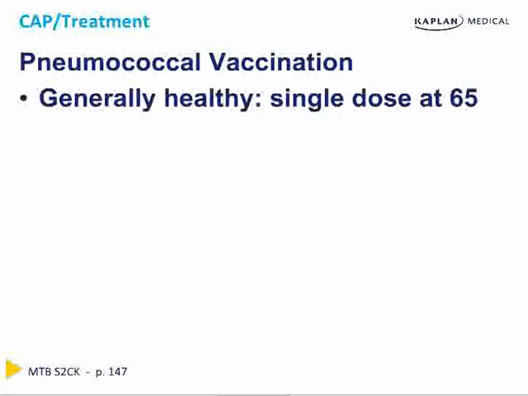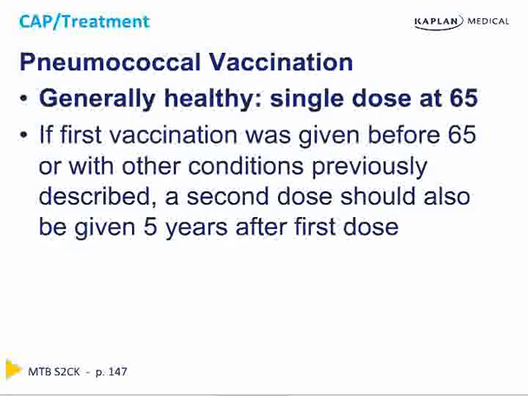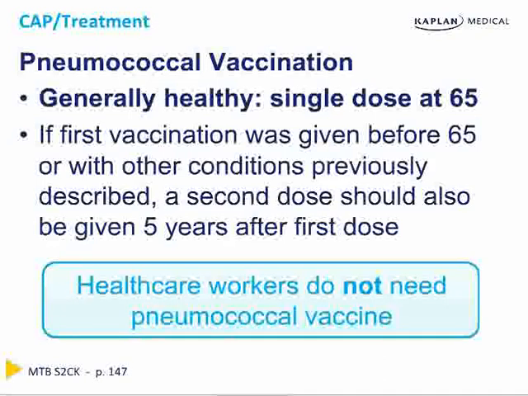In patients who are generally healthy, they can be given a single dose at age 65. If the first vaccination was given before 65, or with the other conditions as previously described, then a second dose should also be given 5 years after the first dose. Importantly, healthcare workers do not need the pneumococcal vaccine. This concludes our lecture on community-acquired pneumonia.